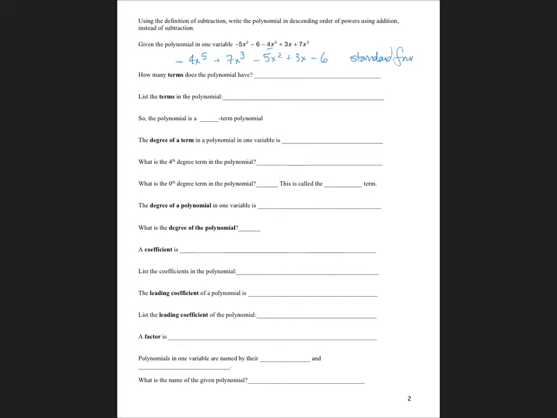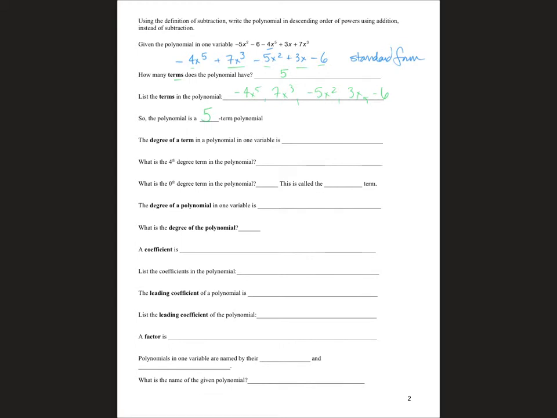Now let's go ahead and talk about some components. How many terms does this polynomial have? 1, 2, 3, 4, 5. Do we have any like terms? Or no, let's go ahead and list the terms. The terms are those separate little pieces, expressions, monomials connected by addition and subtraction. So there are my 5 terms. Are any of them like? No, or we'd combine them. So we would say that this is a 5-term polynomial.